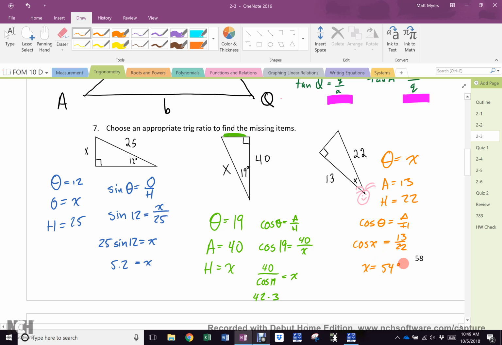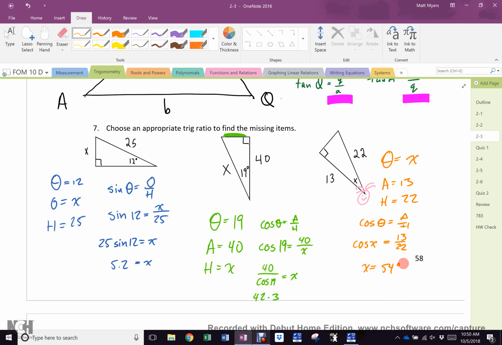Is there anything mathematically different about sine, cos, and tan? No. The difference is which sides of the triangle you use. That's the only new thing. Do you all understand O, A, and H? So there is no reason to not be able to do trig, is there?